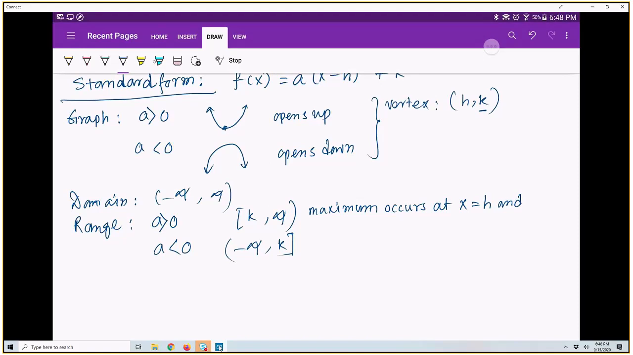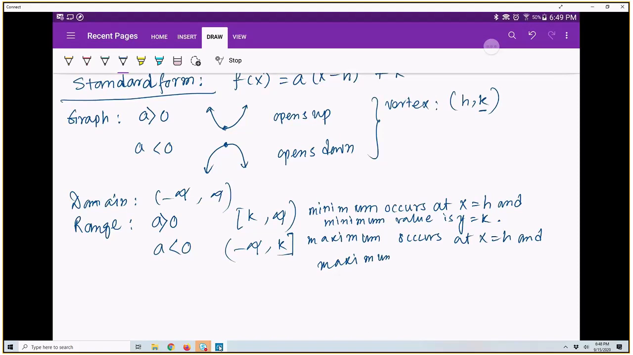So let me go ahead and change it. So it is a minimum that occurs at x equal to h, and the minimum value is y equal to k. Whereas if a is less than 0, the vertex is the maximum point. So I say maximum occurs at x equal to h, and the maximum value is y equal to k.